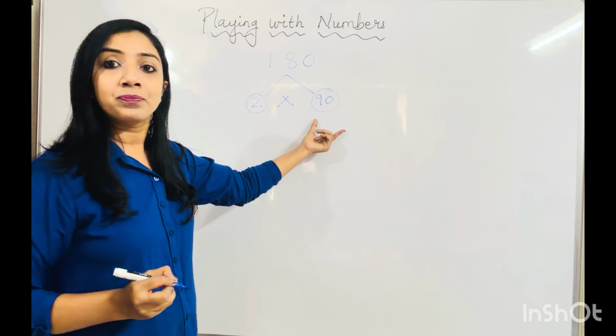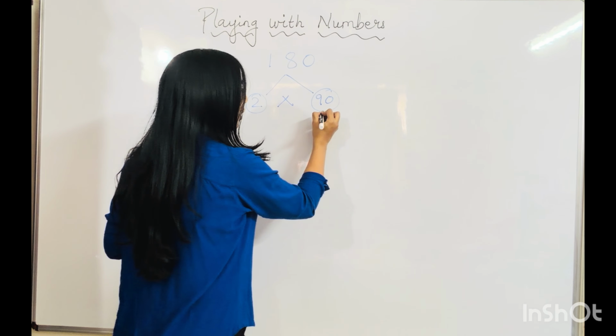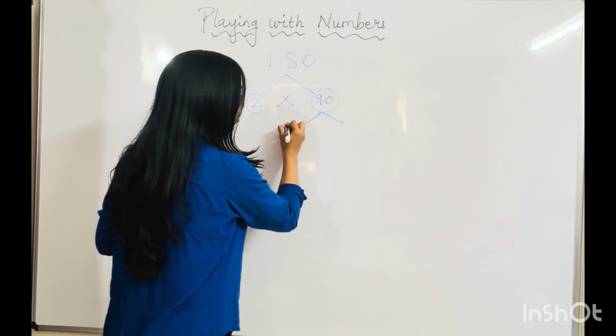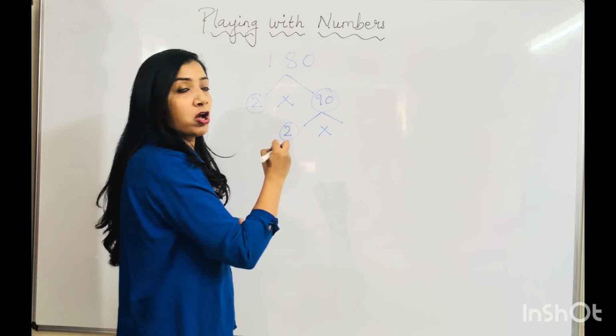Again, 90 is an even number which is divisible by 2. Again, we will divide by 2. 2 multiplied by 45.